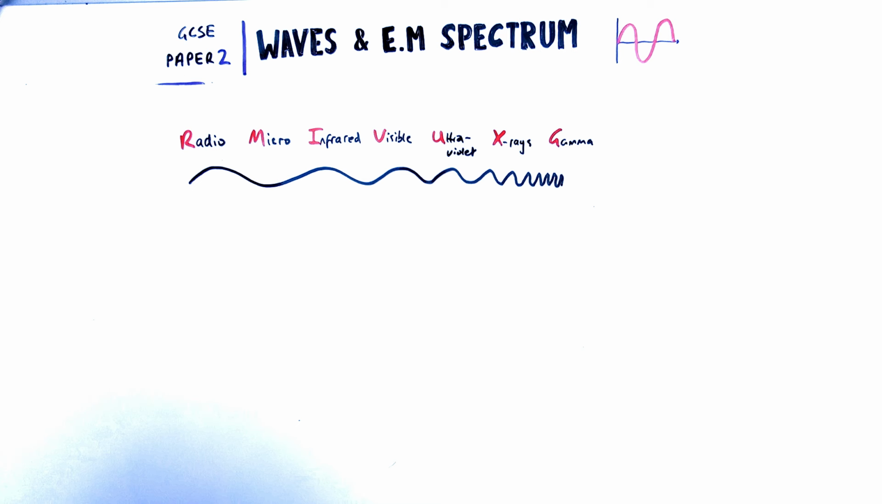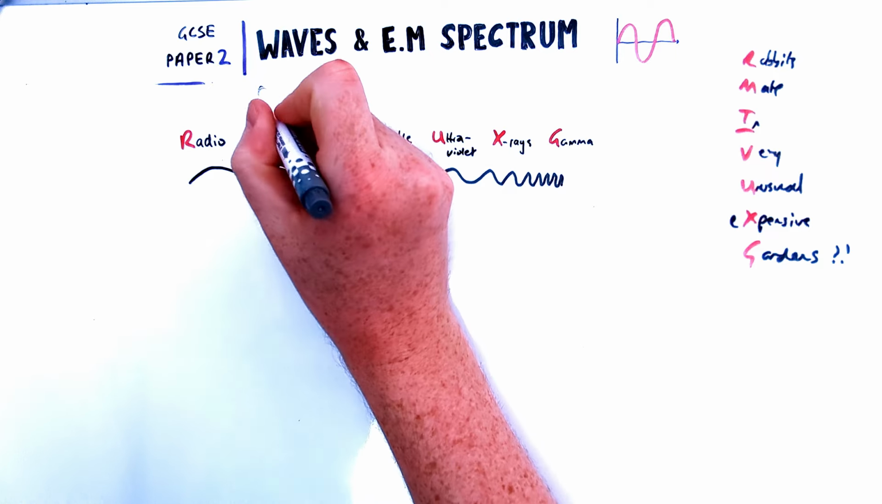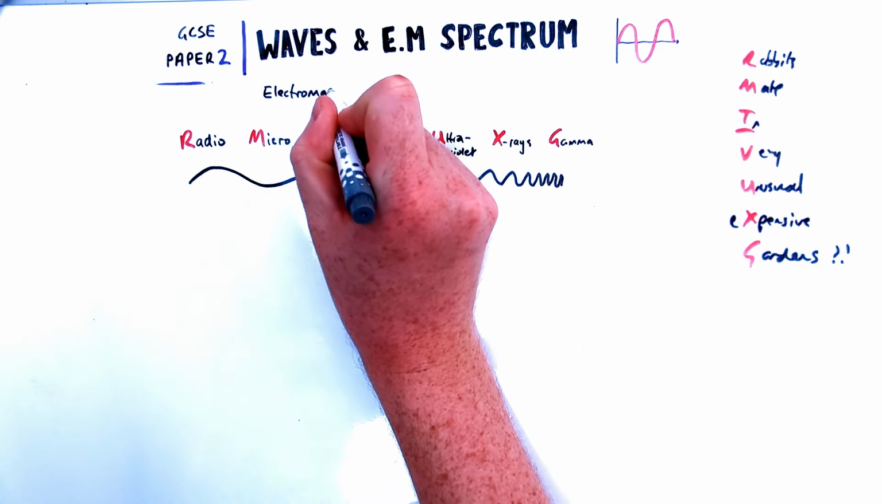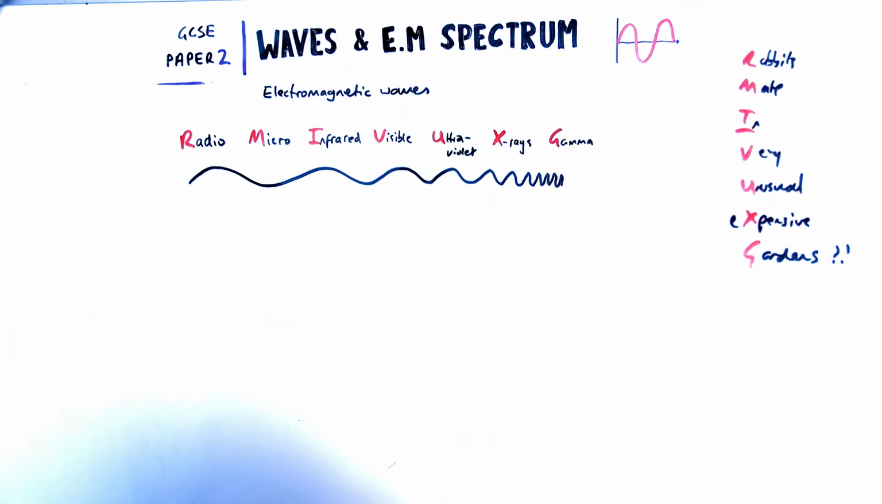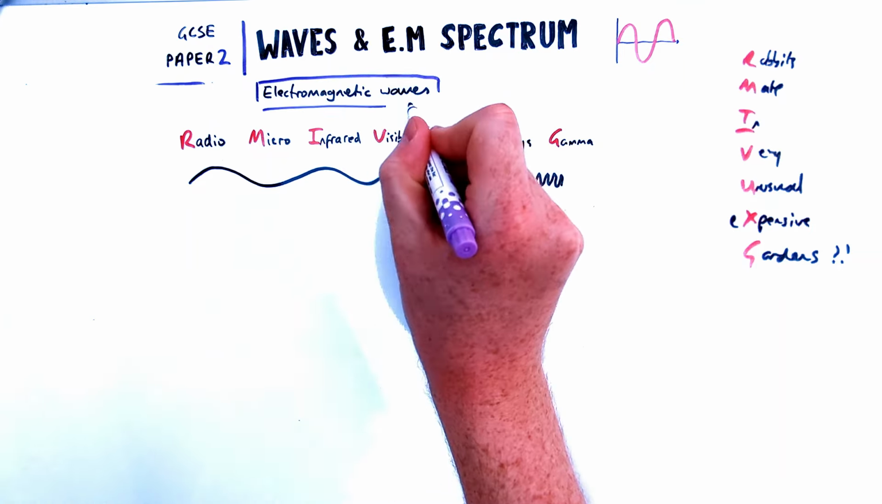So we need to know what the order of these different waves are. A helpful way of remembering it, there are lots of different ways. My favourite is the one on the right hand side here, which is rabbits mate in very unusual expensive gardens. Your brain's more likely to remember a silly little scene, but anything you can do to remember the order of those 7 different parts of the spectrum would be perfect.